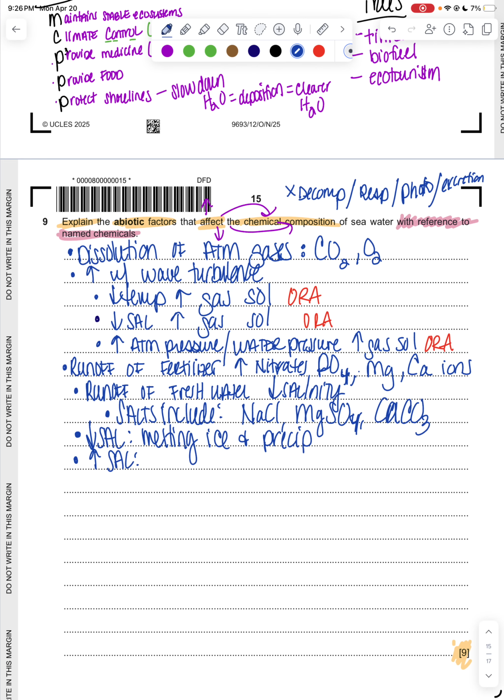Actually, we did not specifically say that. It's just the runoff of fertilizer increases the nitrates, and so on, increased salinity caused by runoff of dissolved solids like the fertilizer. Sea ice formation. Also evaporation.